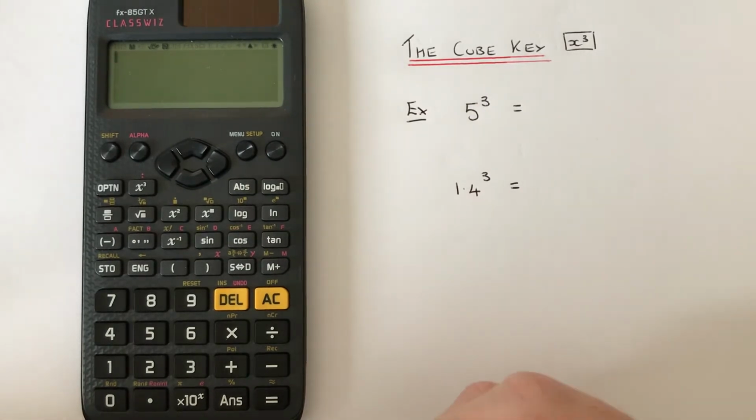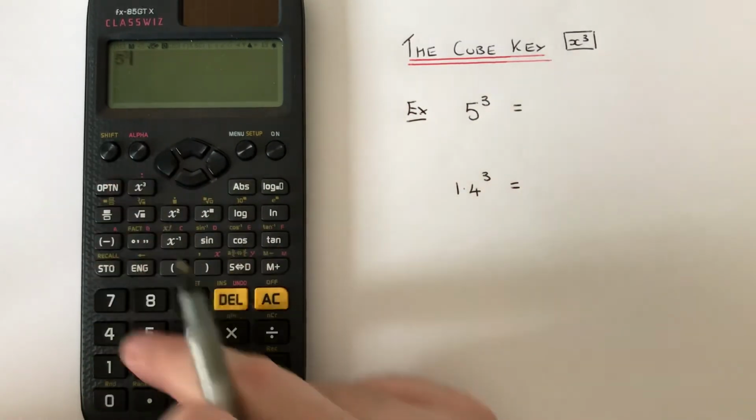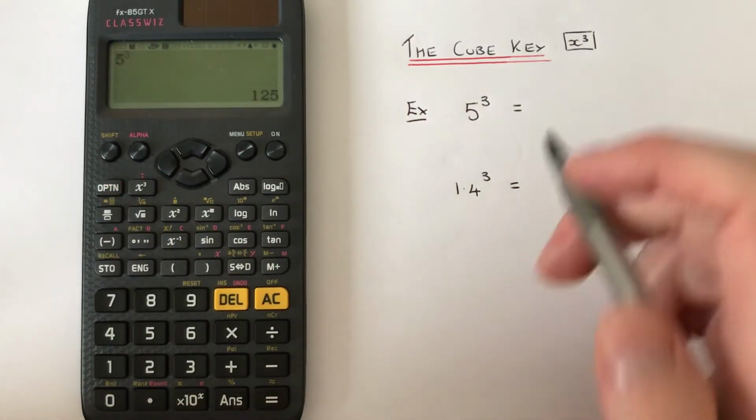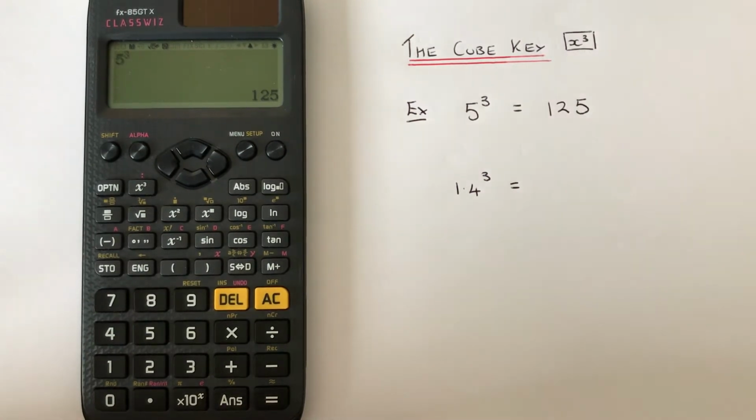So let's have a look at example 1 then. So we've got to work out 5 cubed. So if we press 5, then x cubed, press the equals, and we get 125. So press AC.